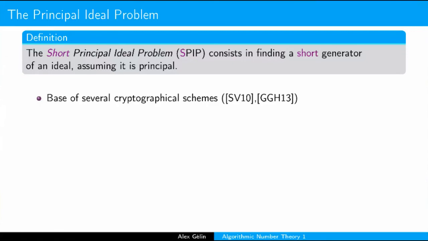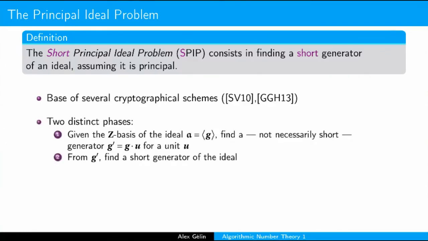Smart and Vercauteren presented one at PKC 2010. There are Garg, Gentry and Halevi multilinear maps. And the solution is given in two steps. The first one is to find one generator, not necessarily small. And the second one is, given one generator, find a small one. The second part is well studied.